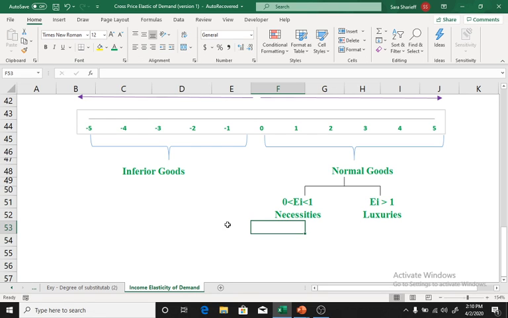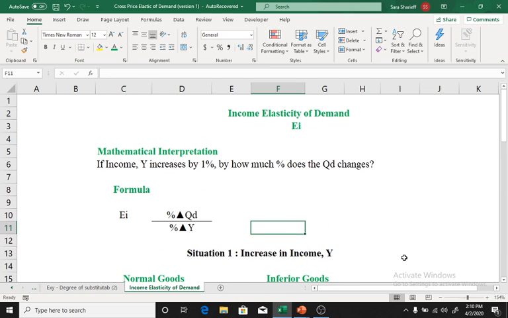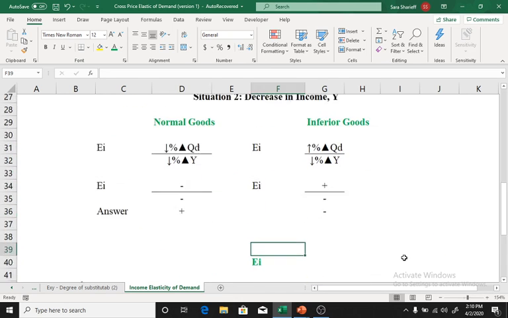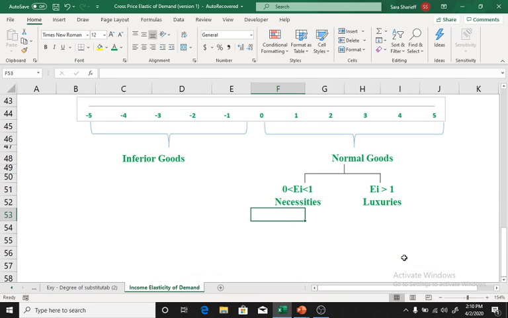And there are other types of goods as well, which neither fall in the category of necessities or luxuries, right? Which we are not discussing right now. This was our discussion on income elasticity of demand. The key takeaway is that inferior goods have a negative income elasticity and normal goods have a positive income elasticity.